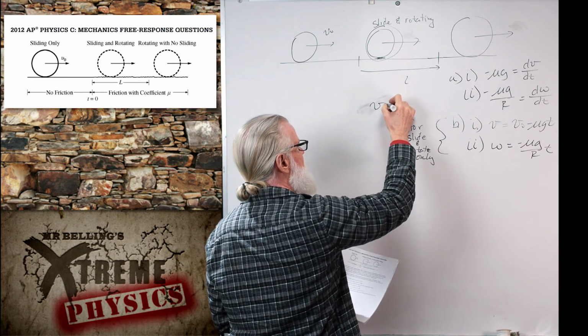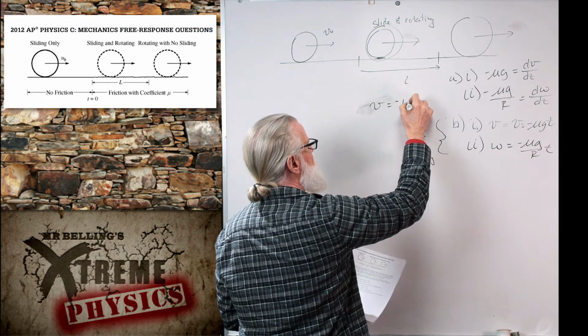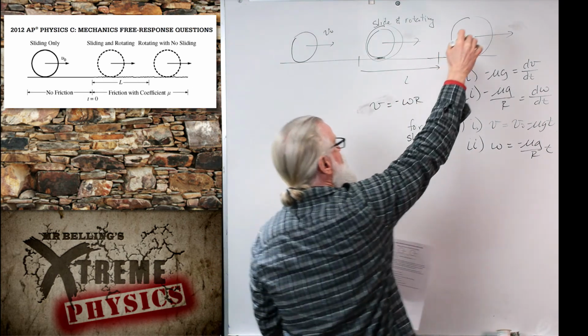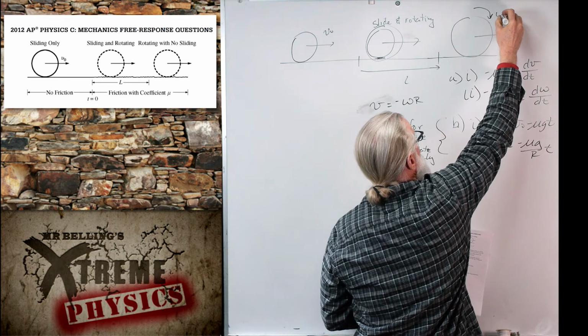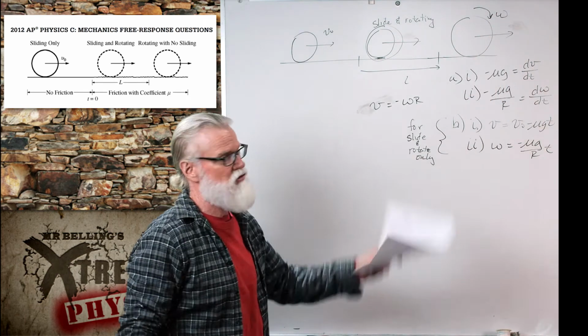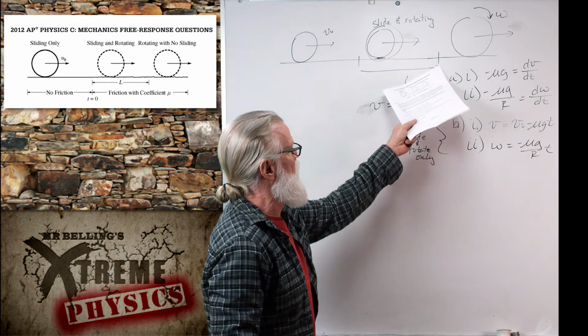I'm going to say it's positive. V equals negative omega R, right? This thing's rolling like this. Is that the negative, right? V equals negative omega R right at that point.